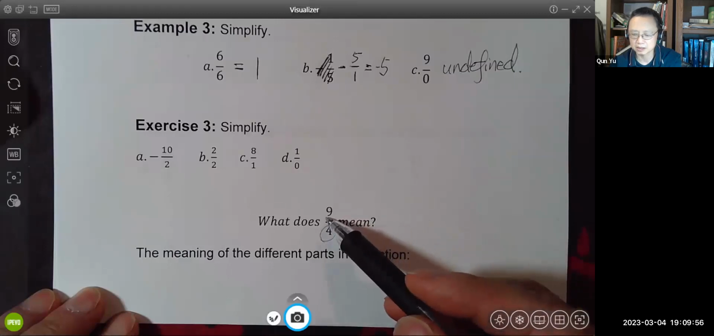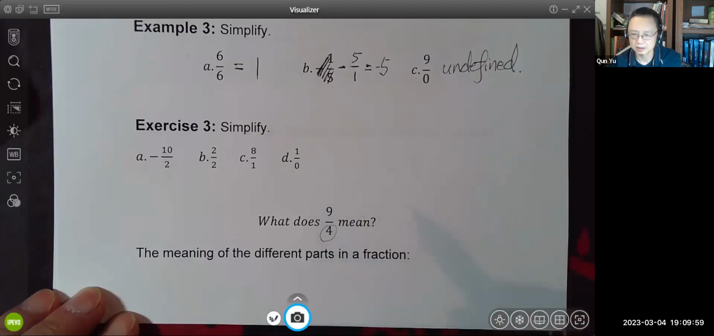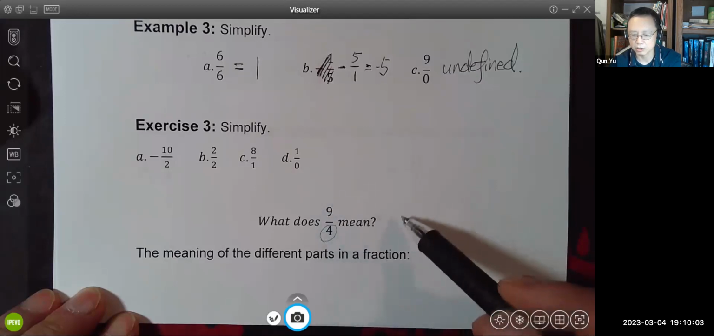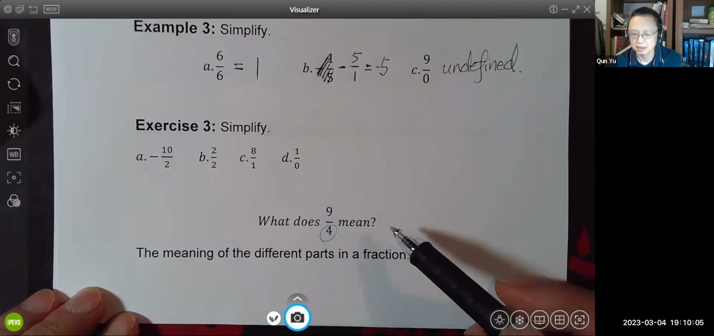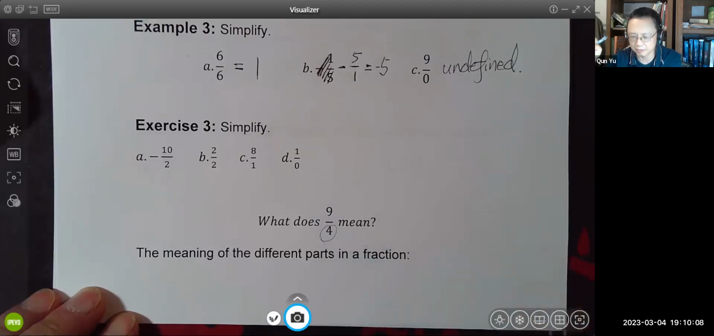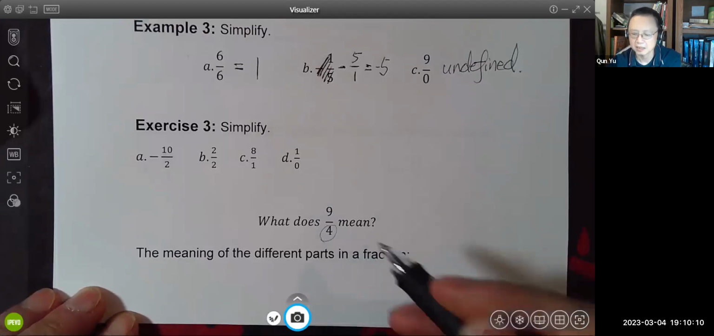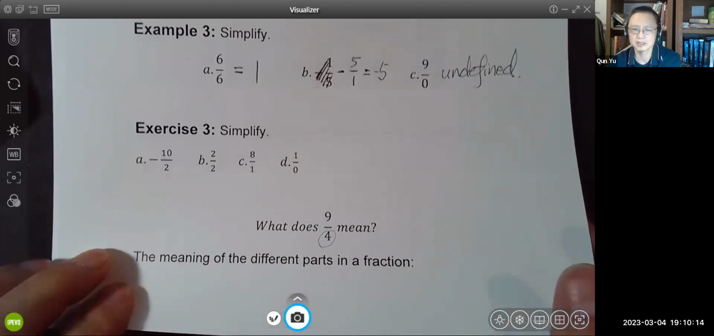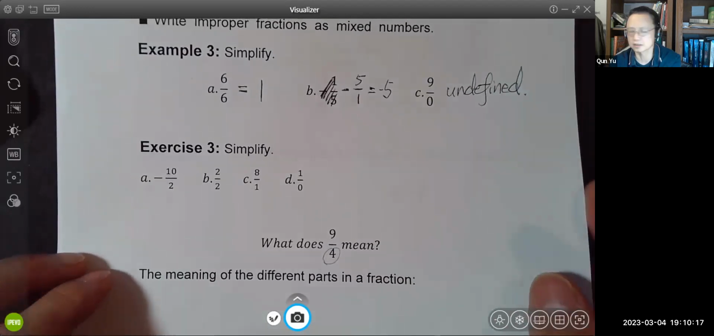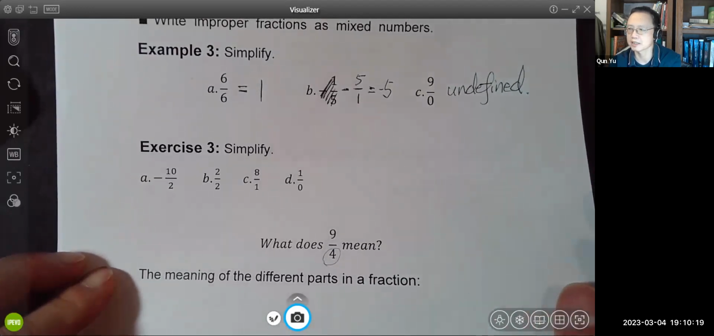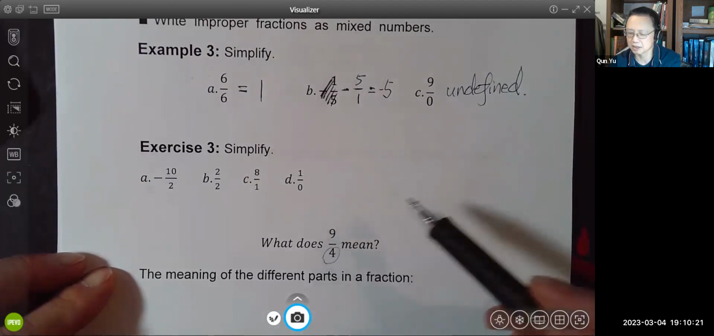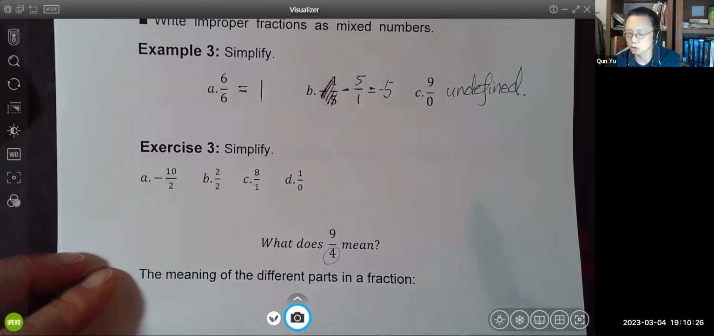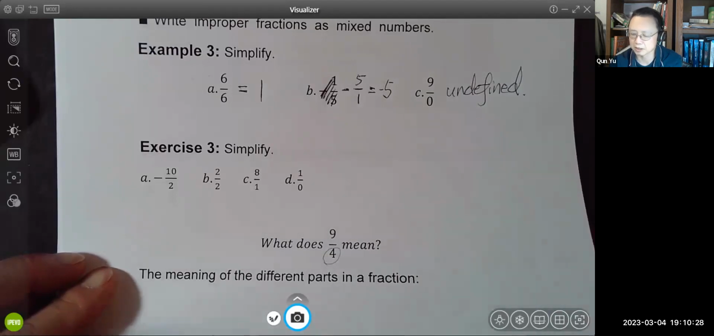Now, what does the number on the top mean? You are considering 9 of those parts. When you divide a whole thing into 4 equal parts, you have 4 equal parts, one part, right? And we are considering 9 parts. You may say, hey, how can we have 9 parts if the whole thing is 4 parts, right? That's the exact meaning of improper fraction. It's improper, and it means more than one whole thing. It's just a matter of how many whole things.